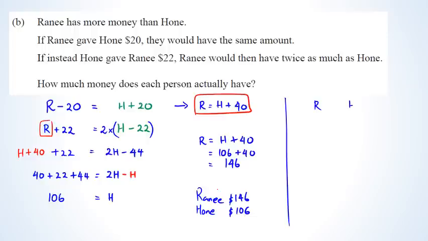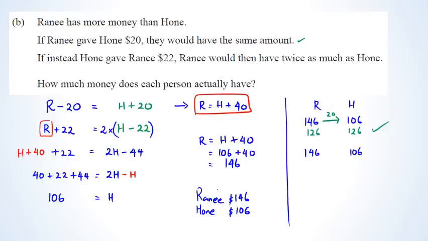So because Rani and Hone, right? So Rani had 146, Hone had 106. So if Rani gives $20 to Hone, then she has 126, while Hone gets 126. So they have the same amount, which is what it says in this question. However, we need to check the other way as well.